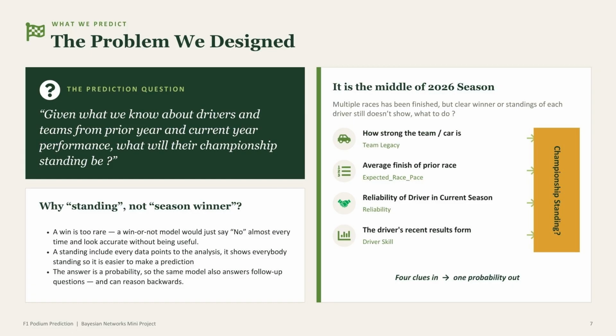What do we do? Our variables are the team legacy, which is how strong the team or car is; expected race pace, which is the average finish of the period's races; reliability, the reliability of the driver in the current season; and driver skill, the driver's recent results form.